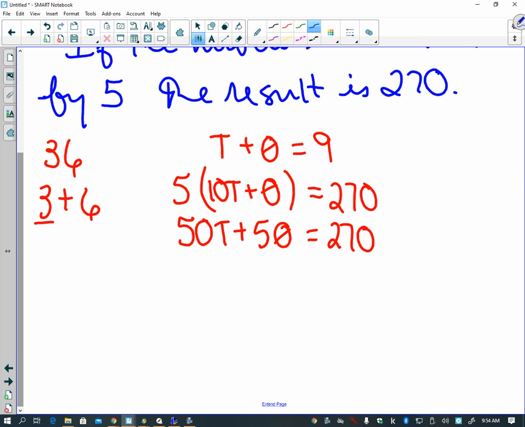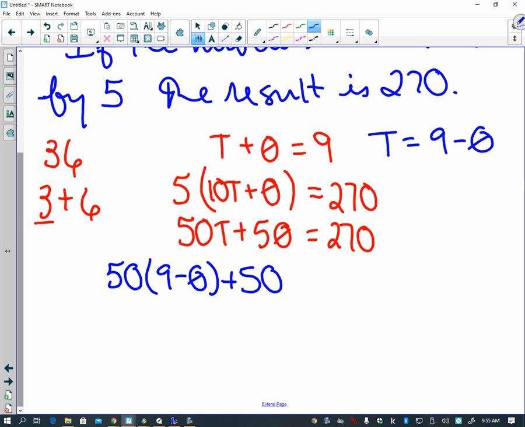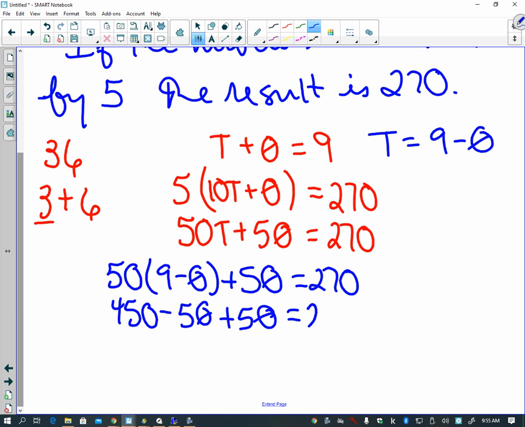T. That would be t equals 9 minus O, right? Could I substitute that value in for this t down here? Okay, so that would give me 50 times 9 minus O plus 5O equals 270, right? And that's going to solve for the O variable, correct? Okay, what's 50 times 9? 450 minus 50O plus, that doesn't work, does it? Oh, that's just 5O. Okay, 5O, I said 50, equals 270.